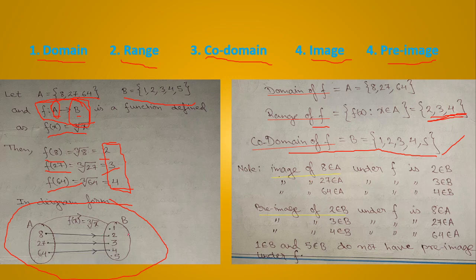Image is clear. Like here 2 is called image of 8, and 8 is called pre-image of 2. Same way 3 is image of 27 and 27 is pre-image of 3. 64 is pre-image of 4 and 4 is image of 64.